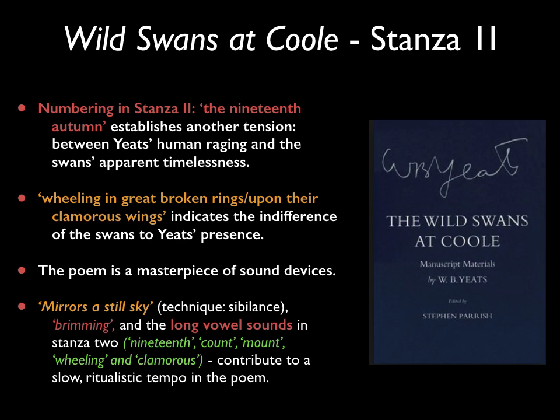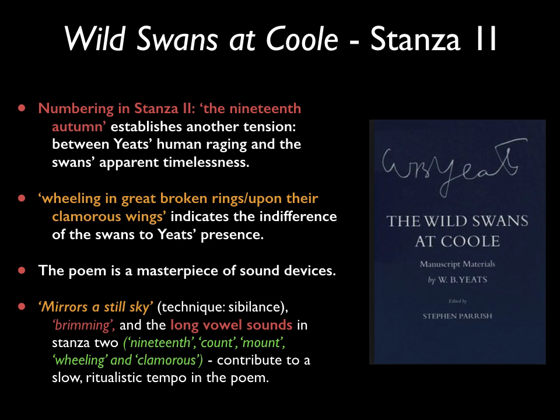Wheeling in great broken rings upon their clamorous wings indicates the indifference of the swans to Yeats's presence. Life will go on for the swans regardless. Yeats is not a dependent feature in their lives. They don't need him, but he is drawn to them.